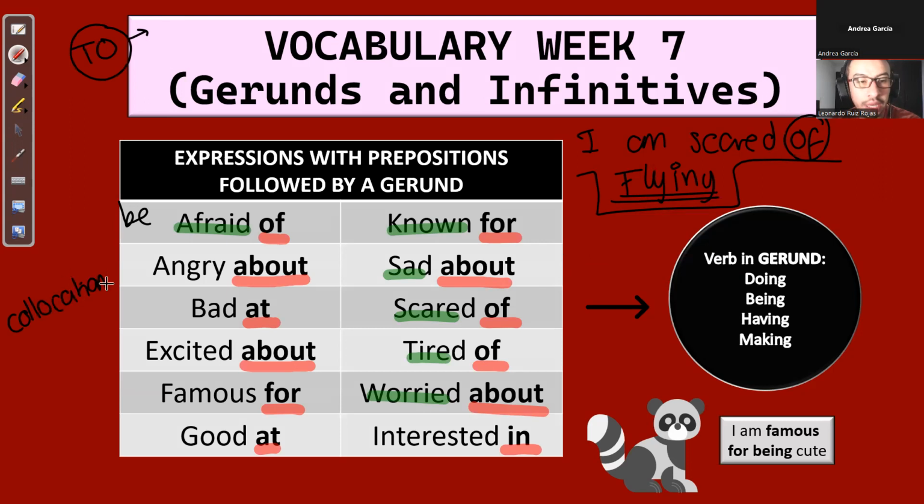Those are called collocations, Andre. Collocations are couple of words that are always together, ¿cierto? For example, when I say depend, en español usamos depende de, pero en inglés no decimos depend of, sino depend on. Y así como esa, all of these prepositions are collocations, o sea, siempre están juntas with the same thing, right?